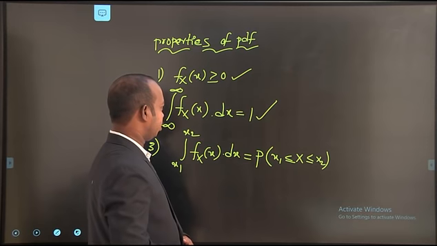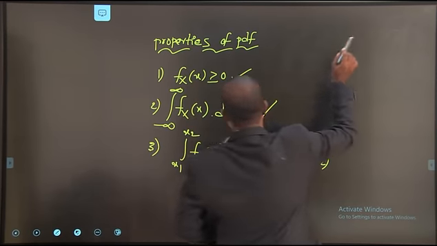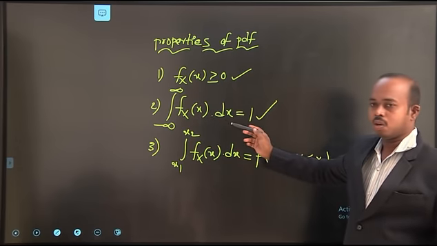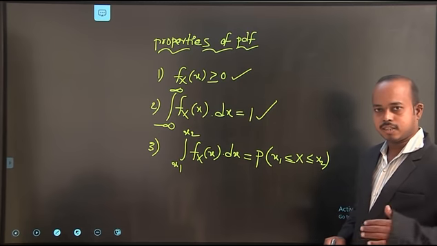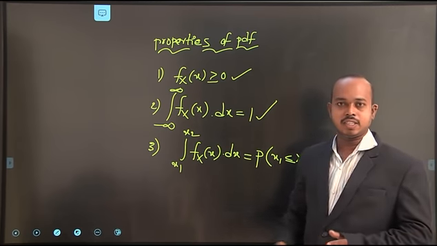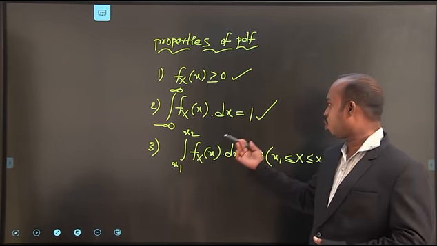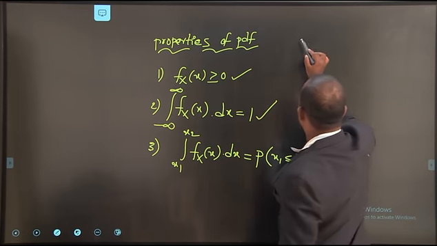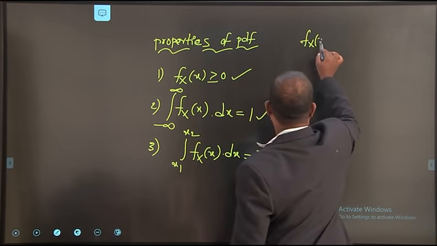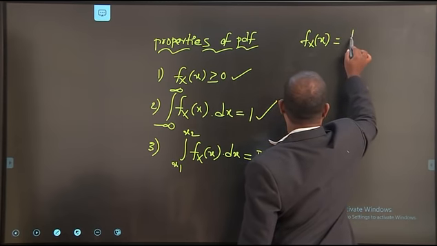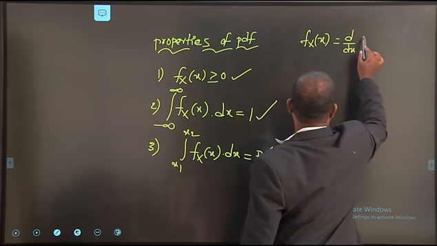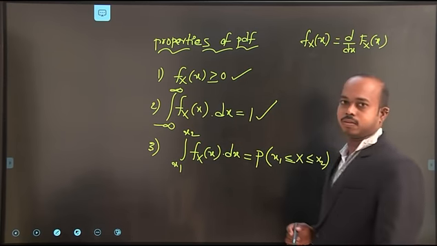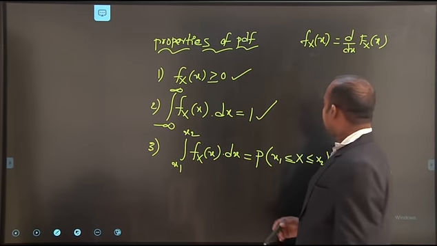This is the second property. In the second property, we are applying that the integral from minus infinity to plus infinity of the density function has value 1. The encircled area of a density function is equal to 1. We are applying this property, using the relation fx of x is equal to d by dx of capital Fx of x. You can obtain this property.